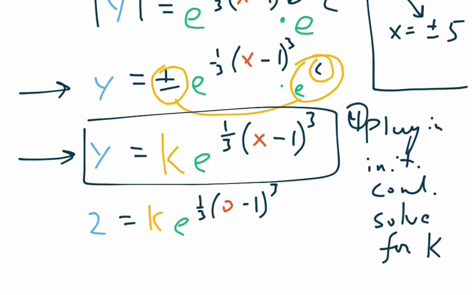We're going to simplify all this stuff. k will have e in it. That's okay, guys. It's going to be okay. It's just e, it's just a number, like pi. Over here, this 0 minus 1 is just negative 1. Negative 1 cubed is still negative 1. So that's going to make this e to the negative 1/3. When I move that over to the other side, I'll get k equals 2 e to the 1/3.